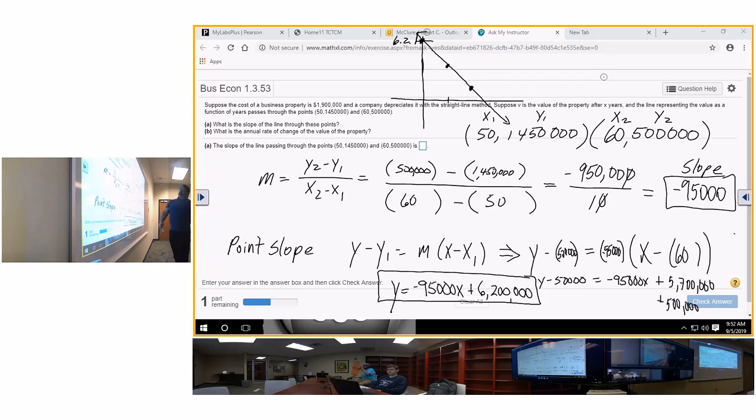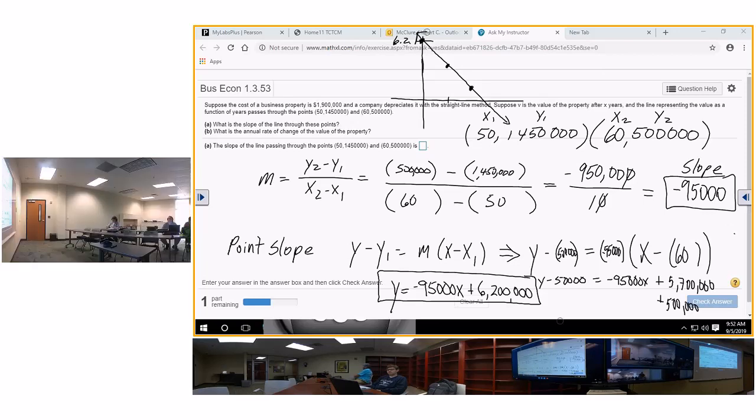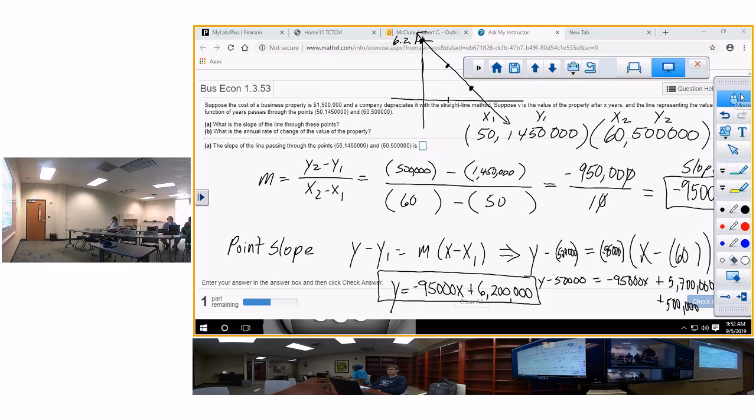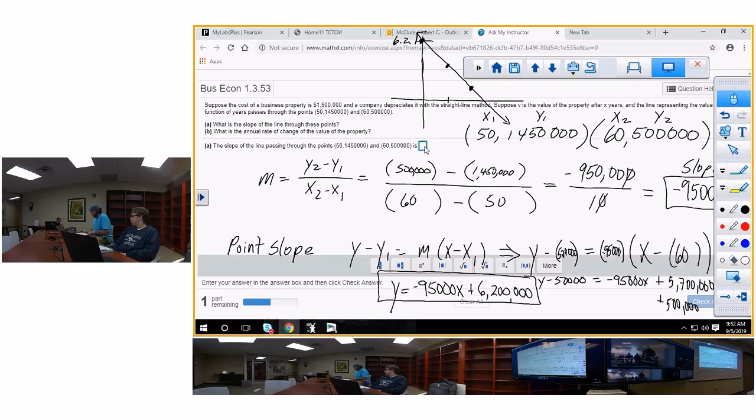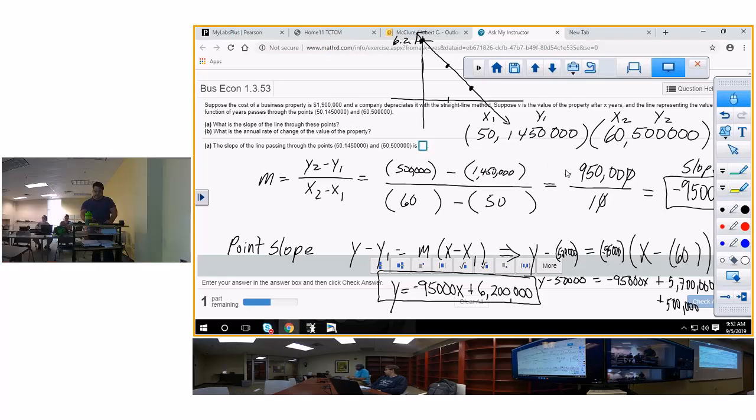Now I don't know what they're asking for on the B. What is the annual rate of change? Annual rate of change is the same as the slope. Now I don't know if they're asking in a different context. So that's going to be negative 95,000.